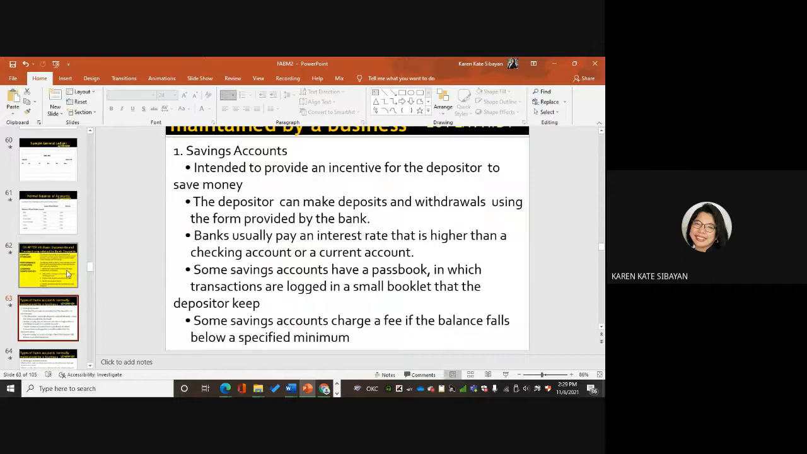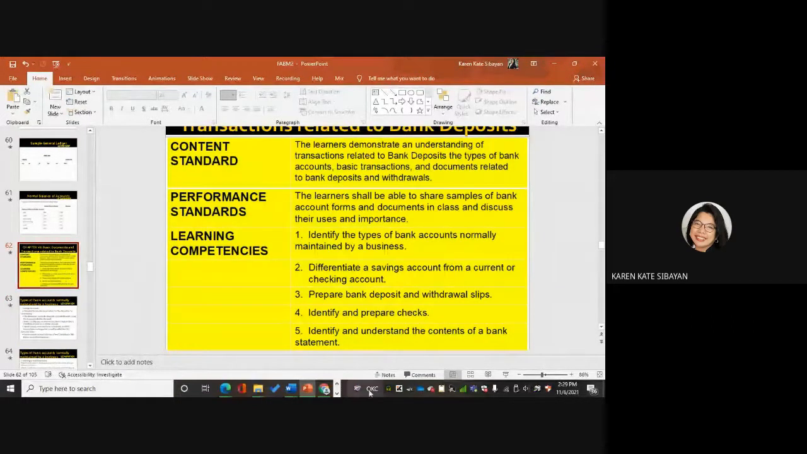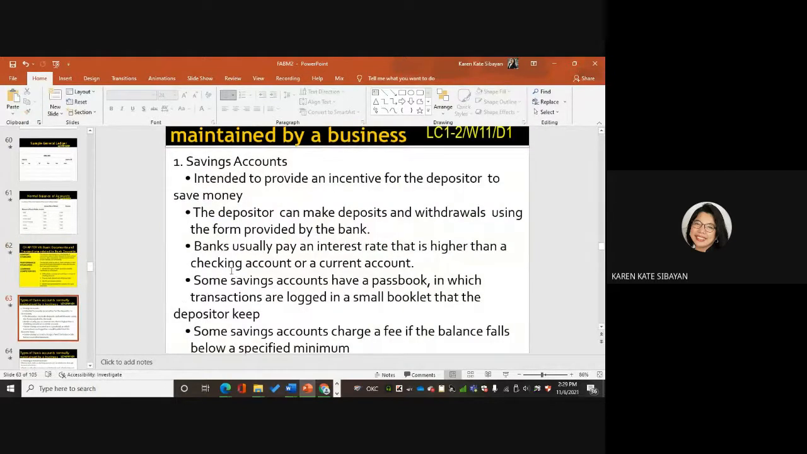So kanina na explain ko na tong identify and understand. Nag-jump na tayo, class. Okay? So, savings account is intended to provide an incentive for the depositor to save money. The depositor can make deposits and withdrawals using the form provided by the bank. Banks usually pay an interest rate that is higher than a checking account or a current account. Some savings accounts have a passbook in which transactions are logged in a small booklet the depositor keeps. Some savings accounts charge a fee if the balance falls below the specific minimum.